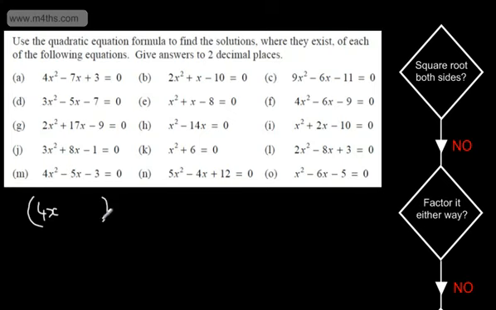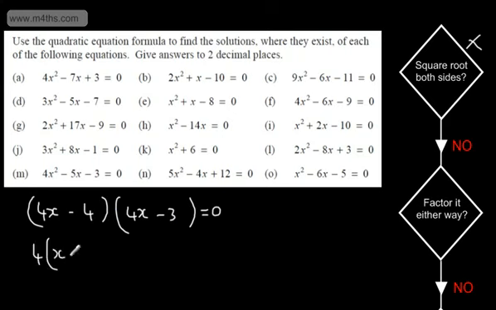So first thing to do, down your list. Does it square root? No. Let's see if it factors. So 4x, and that's going to be equal to 0. So 4 times 3 is going to give me the 12. So let's see, we need 2 numbers that multiply to give 12 and then add to give minus 7. So that's going to be the minus 4 and the minus 3 again. So this looks like it's going to factor.